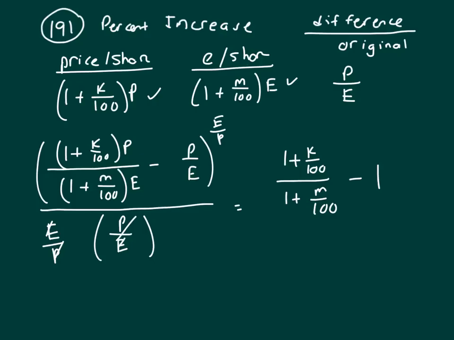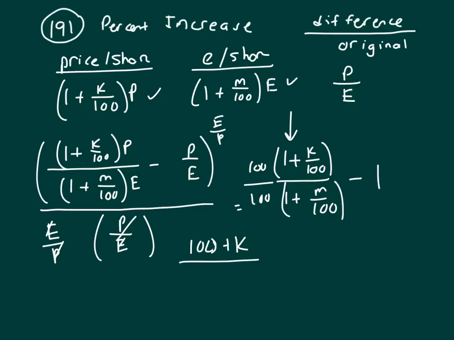What I'm going to do now is we've got a complex fraction here. Let's multiply the top by 100 and the bottom by 100, both terms. 100 times 1 is 100, plus 100 times K over 100. The 100 cancels, so you're left with K. So you've got 100 plus K. And then in the denominator, 100 times 1 is 100, and then 100 times M over 100, those 100s cancel, and you're left with plus M.